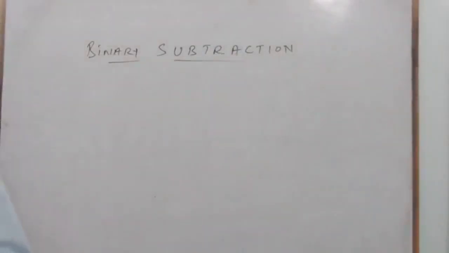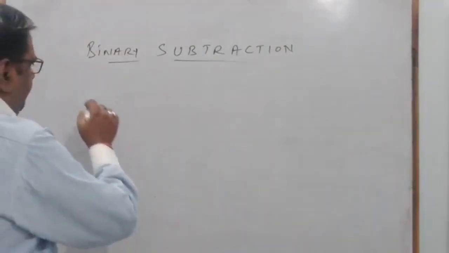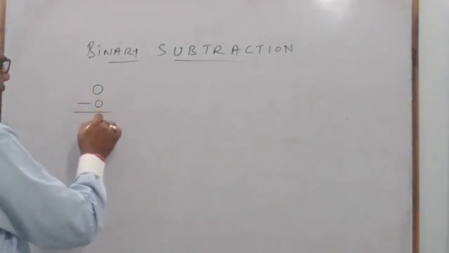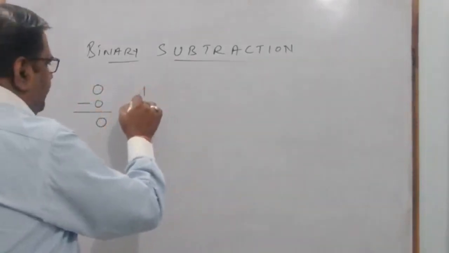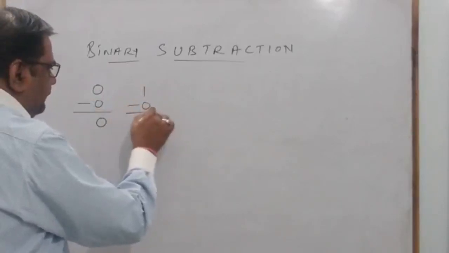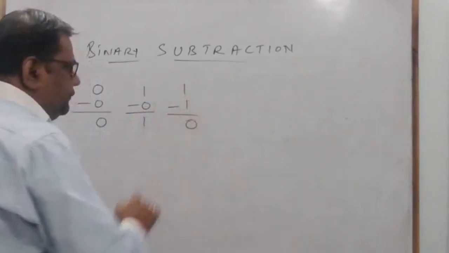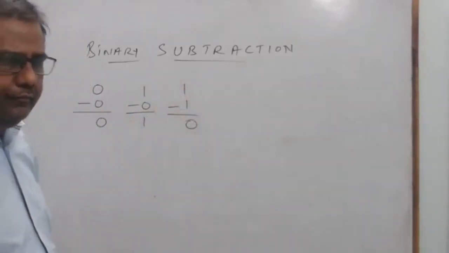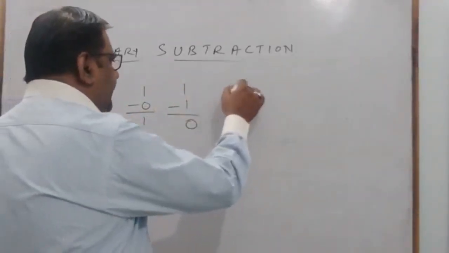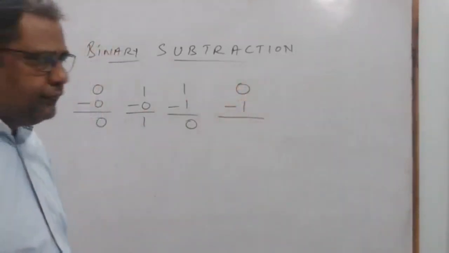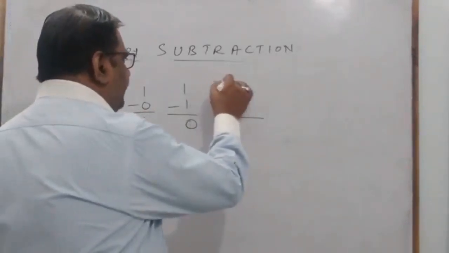Again, when we are doing the binary subtraction, we should follow certain rules. The rules are: when you are subtracting 0 minus 0, the result will be 0. When you are subtracting 1 minus 0, the result will be 1. When you are subtracting 1 minus 1, the result will be 0. It's simple, normal. But when you are subtracting 0 minus 1, it's not possible. Then you are going to borrow a value.